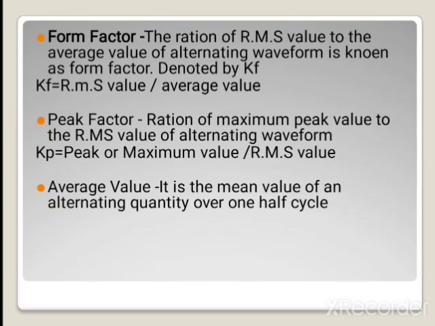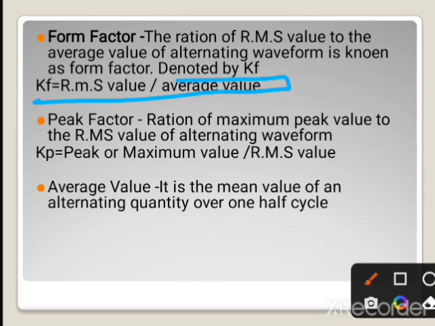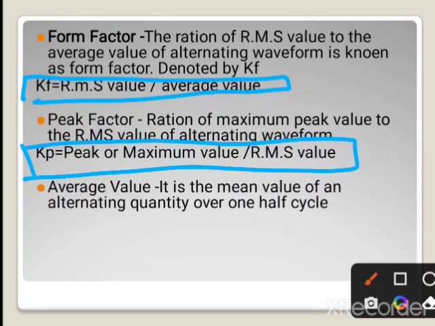Now the next point is form factor. Form factor is nothing but the ratio of the RMS value to the average value of an alternating waveform. Okay, so this is the formula for form factor, the ratio of RMS value to the average value. Then peak factor, it is the ratio of the maximum peak value to the RMS value. This is the formula for peak factor. Or what is average value? It is the mean value of an alternating quantity over one cycle. Average value is nothing but your maximum value, or we can say amplitude.